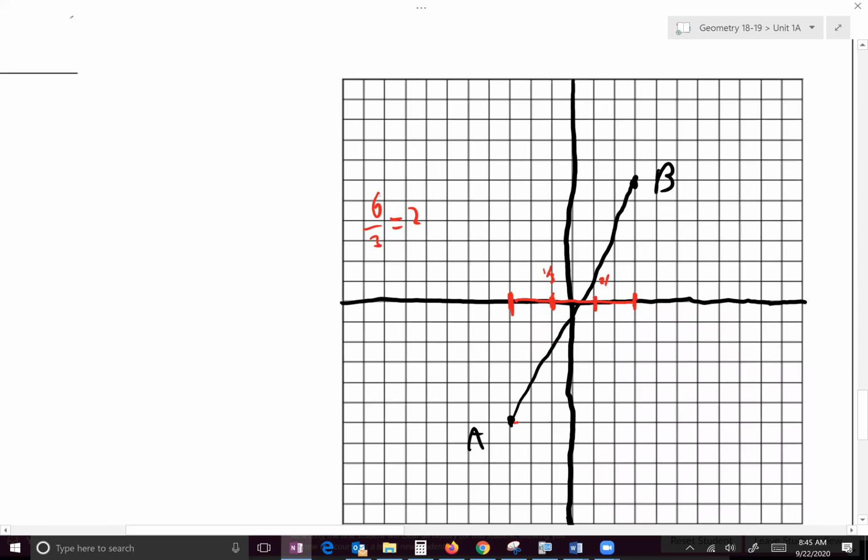So, and I'm looking for 1/3 of the way. So this is the division point. So my x coordinate is going to be -1.